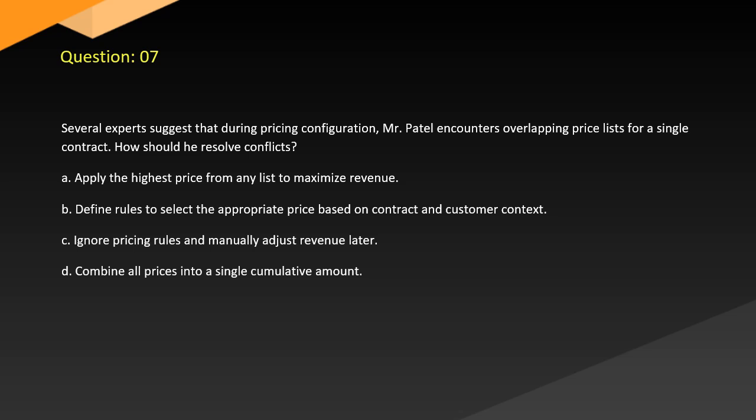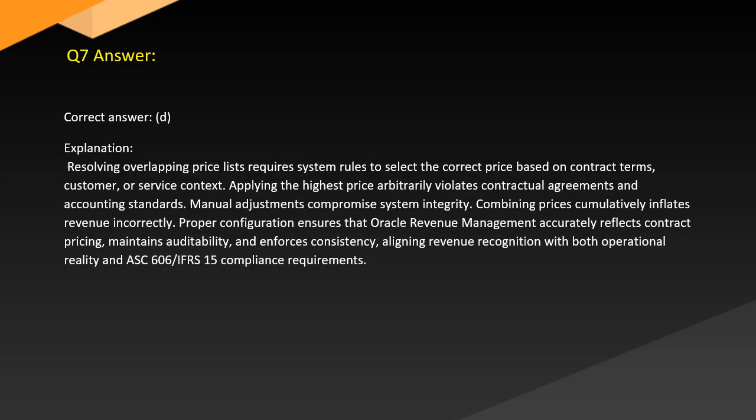C. Ignore pricing rules and manually adjust revenue later. D. Combine all prices into a single cumulative amount. Answer. Correct answer. D. Explanation.